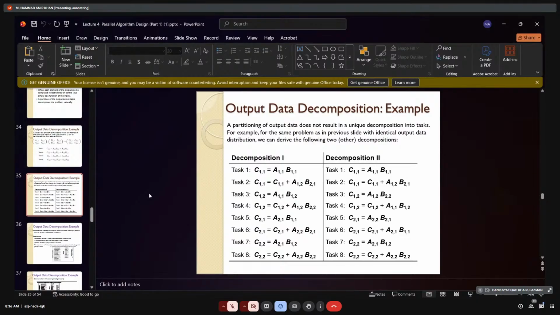It means that we can decompose in different ways, and we can break the problem into more subtasks. It depends. The purpose of this example is just that we can break the problem into more subtasks. Faham?